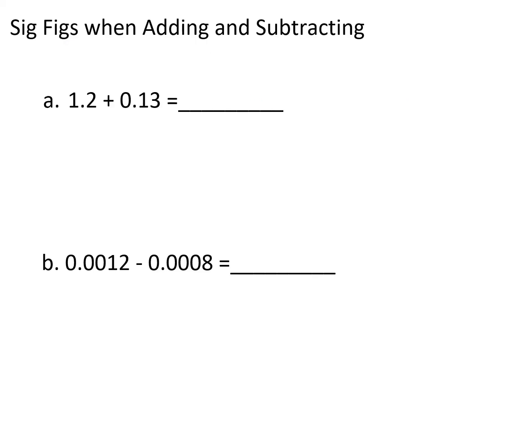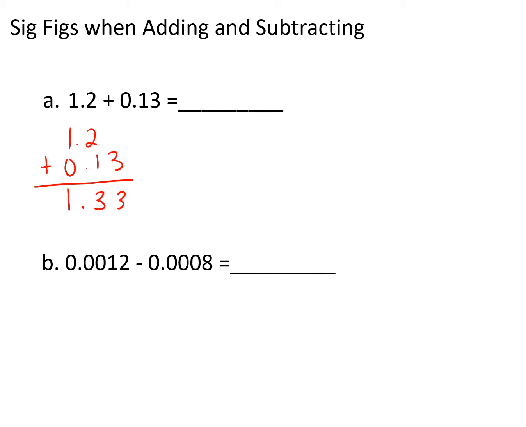So let's go ahead and practice 2 of these problems. The first step, like I said before, is to line up your decimal places. So we have 1.2 plus 0.13, and then you're going to solve your problem. So you end up with 1.33.